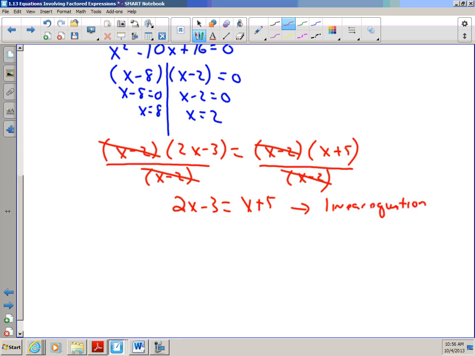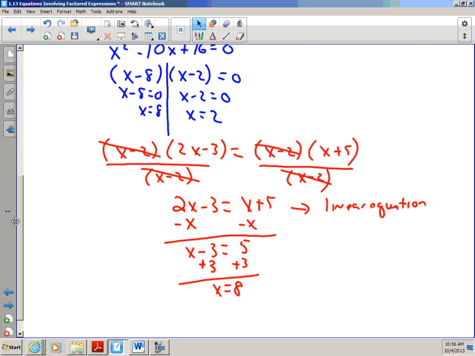So solving linear equations, I want all the variables on one side, all the numbers on the other. So I will subtract x. You could do this via different steps. Add 3. Now I get x equals 8. Well, what's the problem with this strategy? This strategy is telling me there's only one answer, while we know there were two.